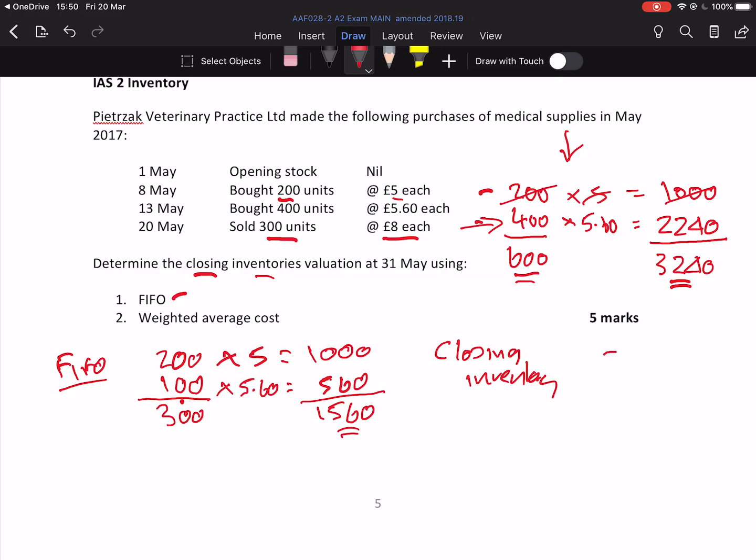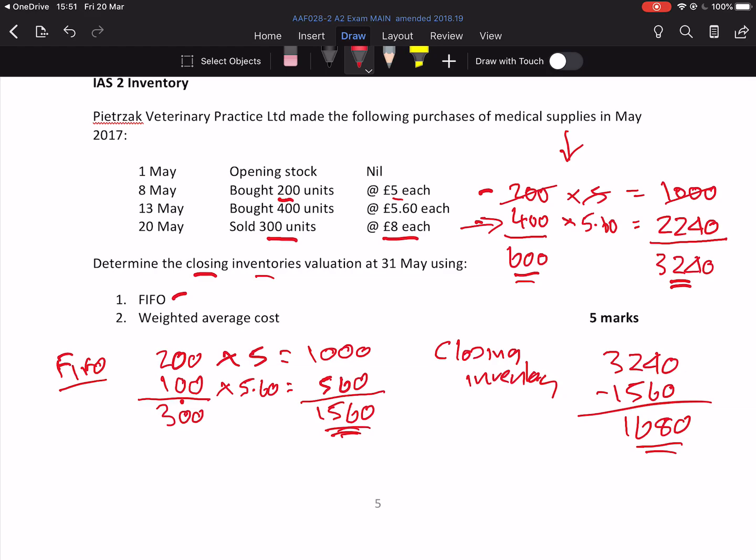is the cost. So we had £3,240 of the stock that came in up to the 13th of May. And on the 20th of May, the stock that we issued out, so those 300 units, cost 1,560. So therefore the closing value is £1,680. Okay? So again, that's what we call the first in, first out. So closing value 1,680, and the cost of the issue is 1,560.